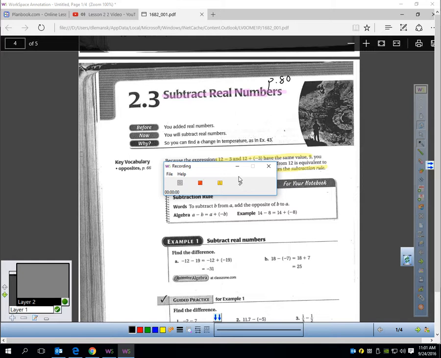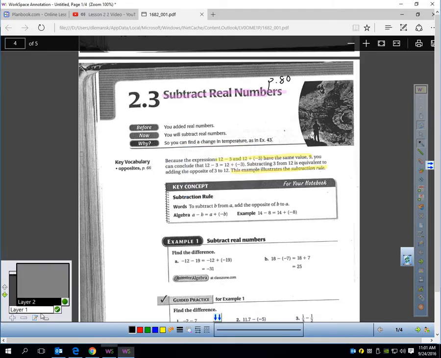This is lesson 2.3. You should be on page 80, and this lesson is subtracting real numbers. Now, the last lesson was adding real numbers, so I think it makes sense that we should be addressing subtraction now. This first paragraph is a good summary of what we need to be thinking when we come across subtraction problems, with positive and real numbers.